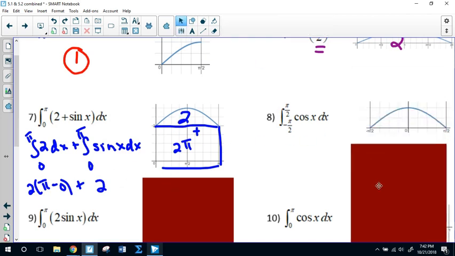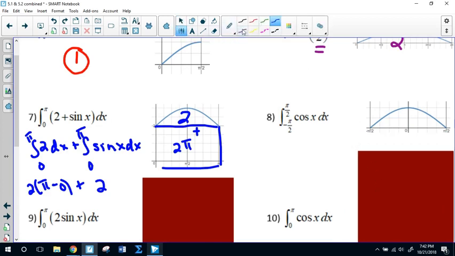All right, number 8. So here's my cosine graph. Should look familiar because it's basically the sine curve, right? Just shifted. So this has nothing that we need to calculate. This is just equal to 2.